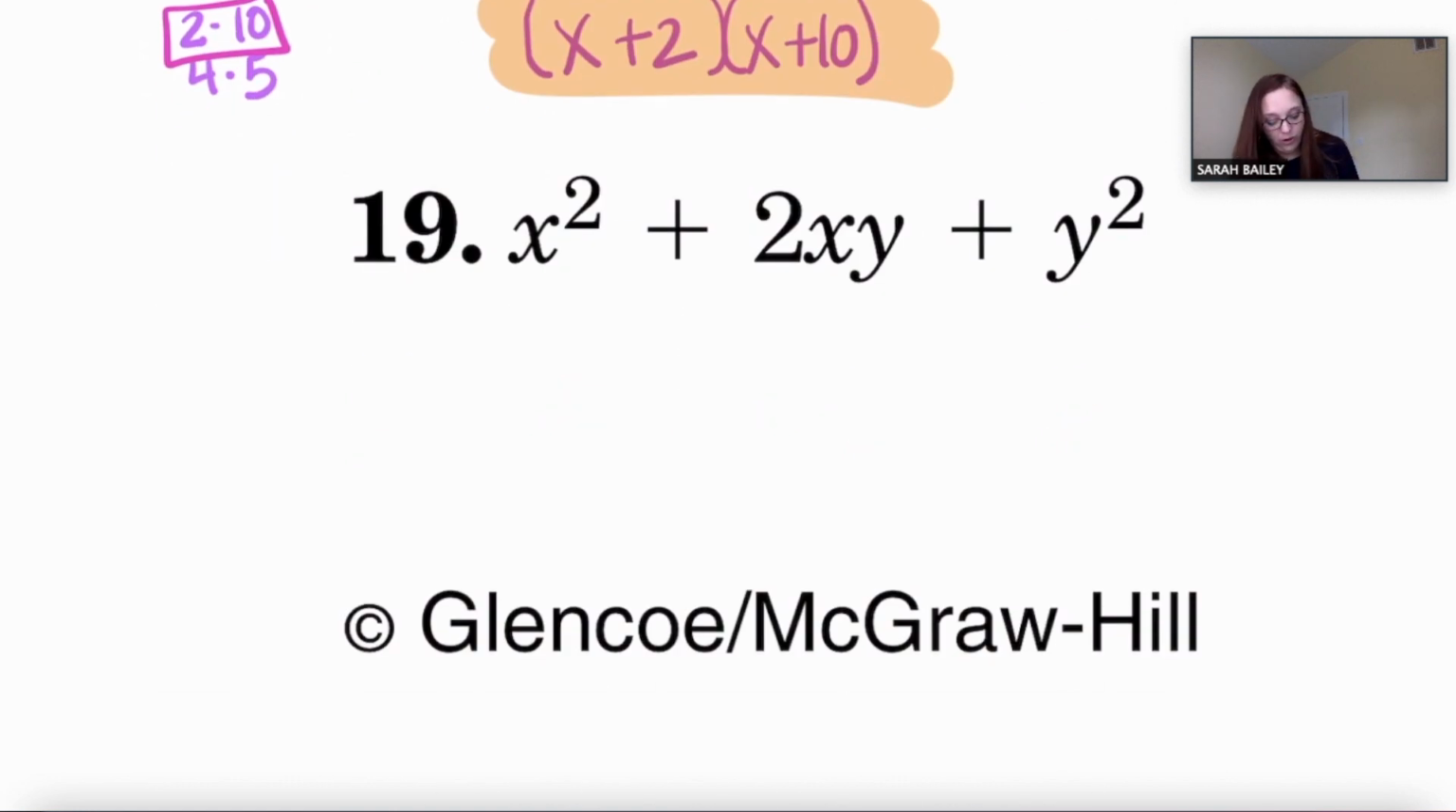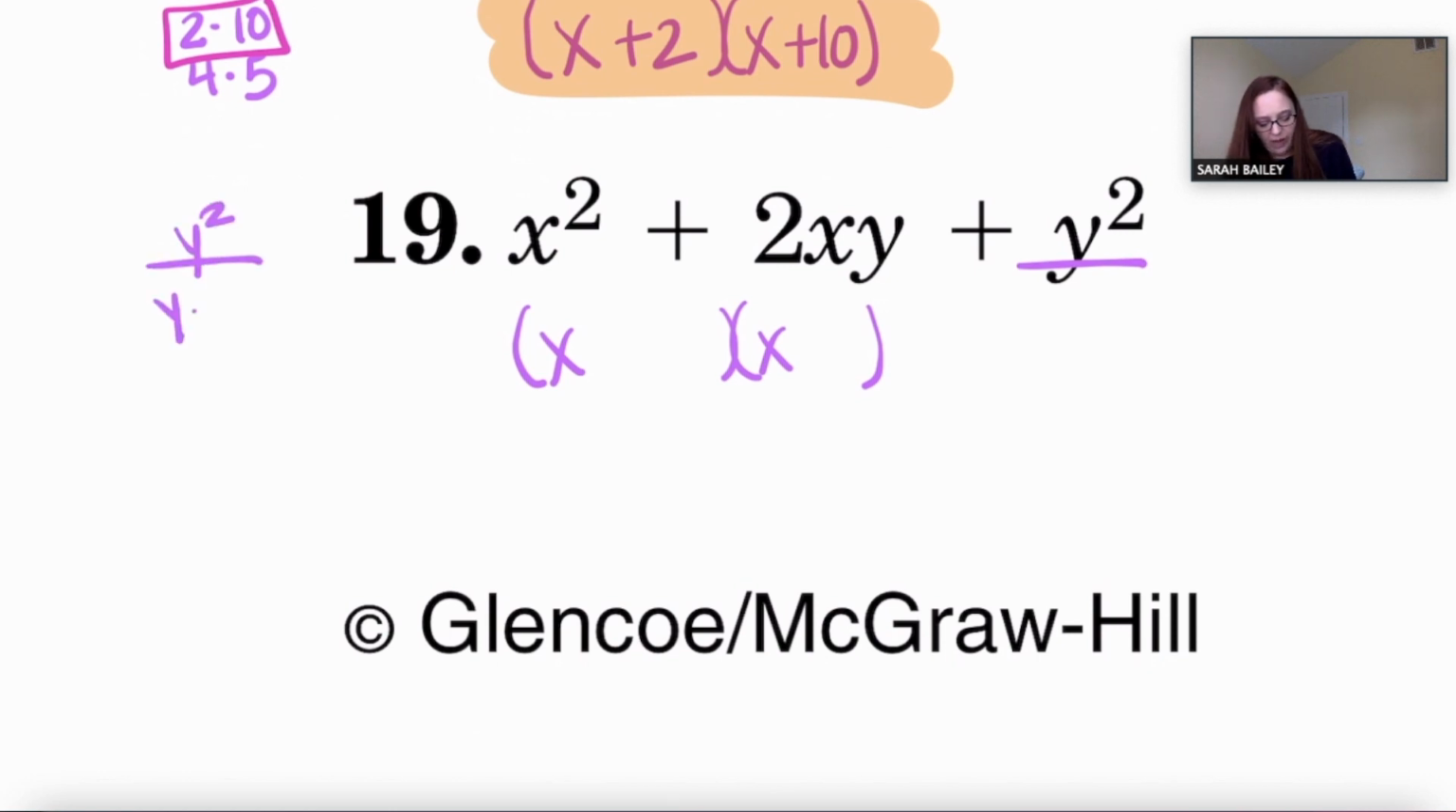Now we're going to look at one more, number 19. Now this one we've got an x squared plus 2xy plus y squared. So this one is a little tricky. So let's start off with the x's. If you look, where the constant term would be is really just y squared. Well, y squared I only know of as y times y. If I do y plus y, don't I end up with a 2y? Yes. So I'm going to put a y here and a y here.